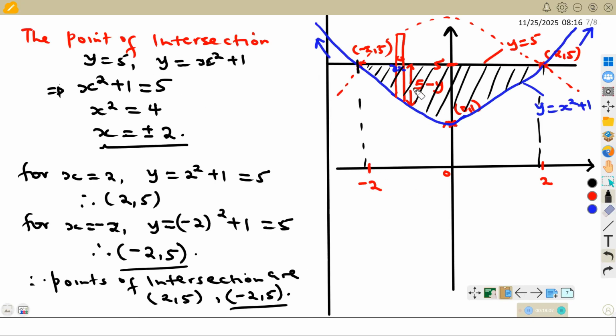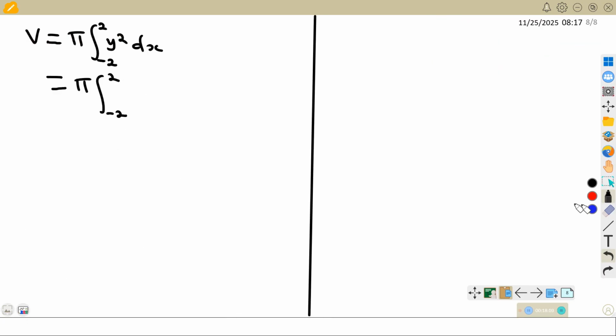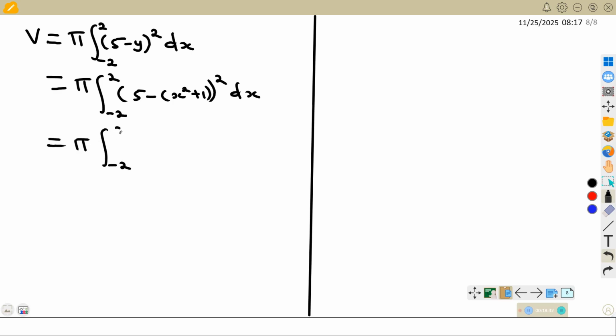Actually, the radius we are taking is 5 minus y, so this should be 5 minus y, not simply y. That is our radius squared, then dx. So this is the same as 5 minus y, where y is x squared plus 1, and the whole of this is squared dx. So this is pi from negative 2 to 2 of 4 minus x squared, the whole squared, times dx.